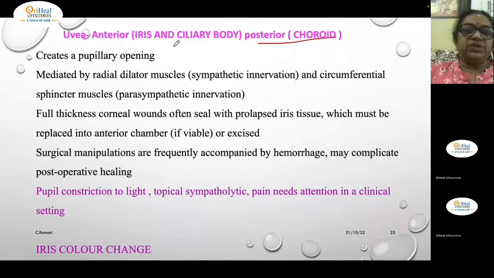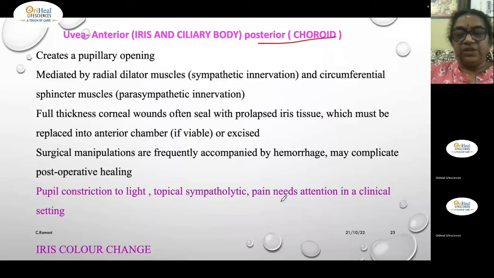And any surgical manipulation of the iris results in hemorrhage, and postoperatively also you will find some bleeding. So as far as possible, you should try to avoid handling the iris whenever you do any intraocular surgeries. The pupillary opening constricts, causing miosis towards light. When you shine light into the eye, there will be miosis. Also, when you put parasympathomimetic agents, there will be miosis. And a miotic eye also tells you that there is pain.